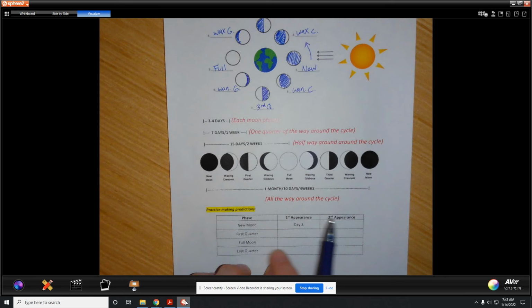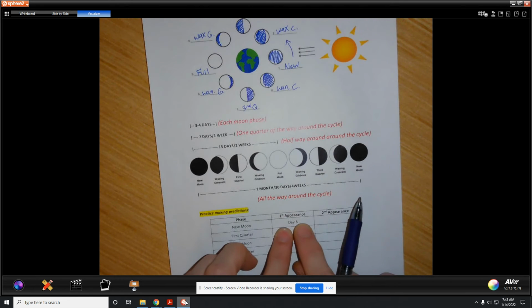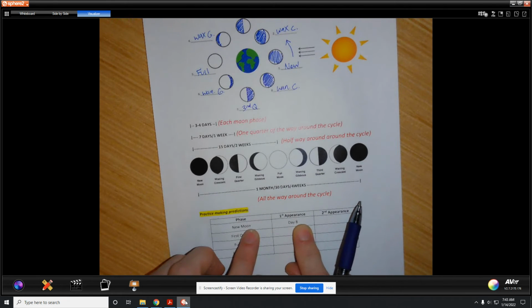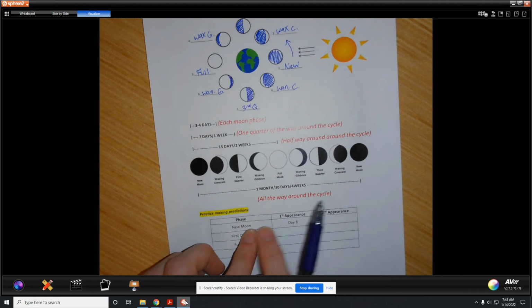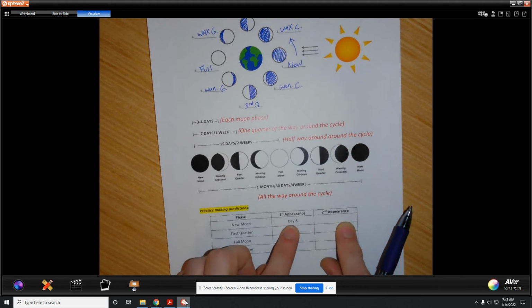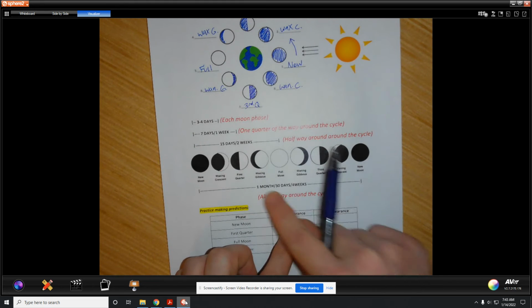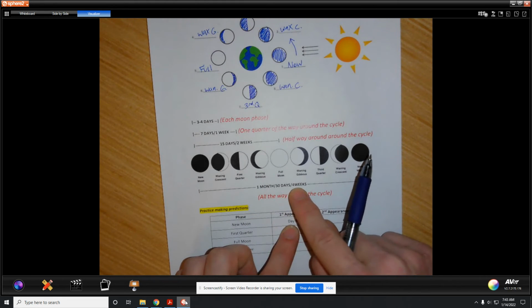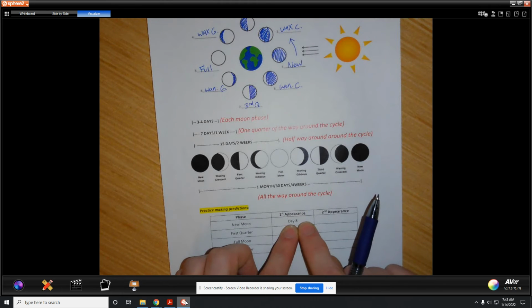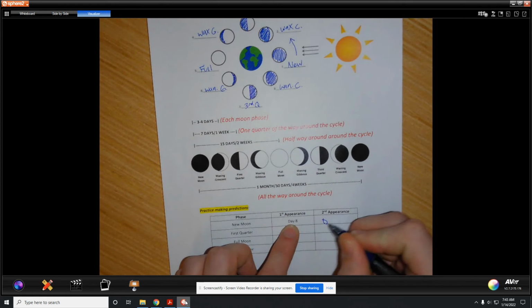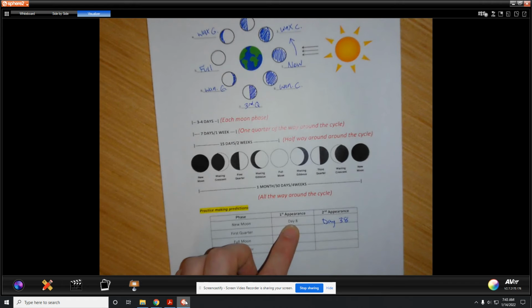So let's go ahead and make some basic predictions down here. If we have this arbitrary day 8 for our first appearance of the new moon, then we know that the second appearance is going to be all the way around the cycle. From new moon to new moon is all the way around the cycle. So that's about 4 weeks or 30 days. So if you add 30 days to day 8, you get day 38.